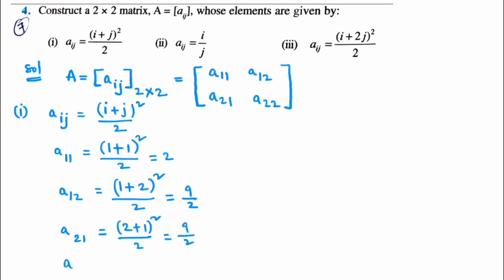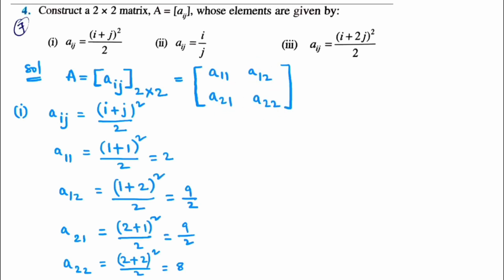Okay. Next, A22. You observe here, in place of i, 2. In place of j, 2. Right. Start writing. In this, wherever i, j is there you write 2. Okay. (2 plus 2) whole square divided by 2. 2 plus 2 is 4. 4 square is 16. 16 by 2 is 8. So what happened? I calculated A11, A12, A21, A22.